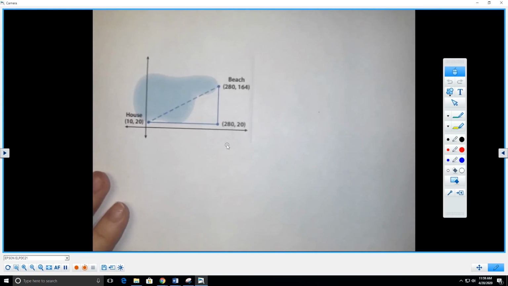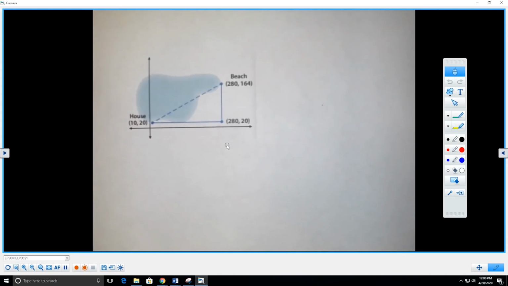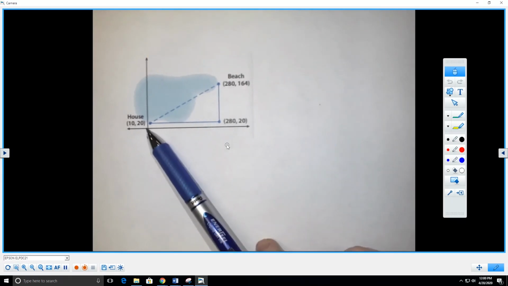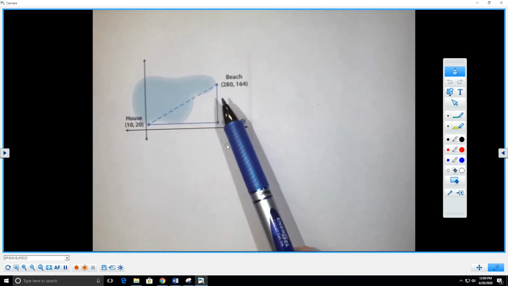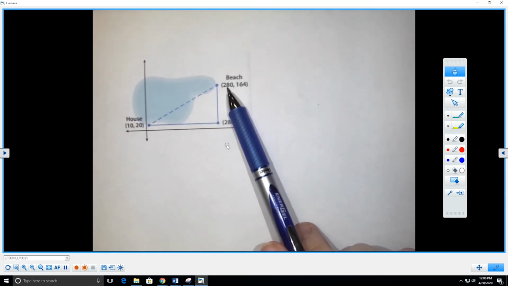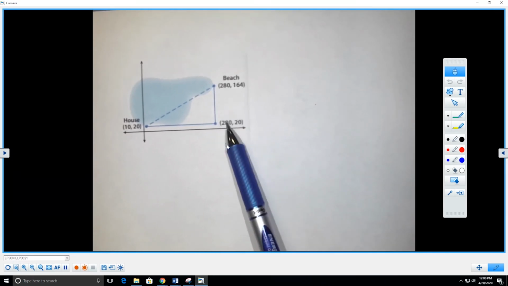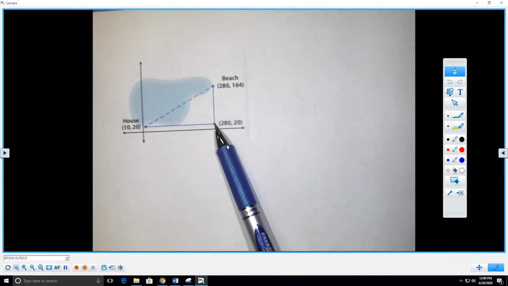Okay, so let's think about this problem. I'm going to read it aloud and you think about it and look at the model. So Victor wants to find the distance between his house on one side of the lake. So here's his house. And the beach on the other side. Here's the beach. He marks a third point, forming a right triangle as shown. The distance in the diagram is measured in meters.